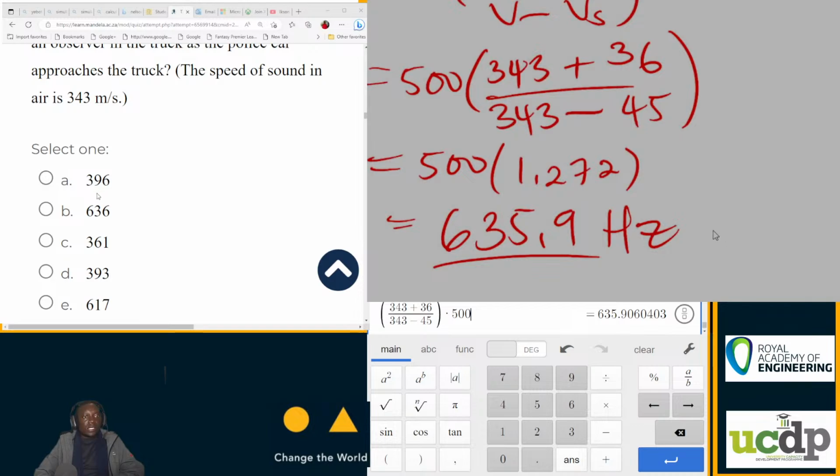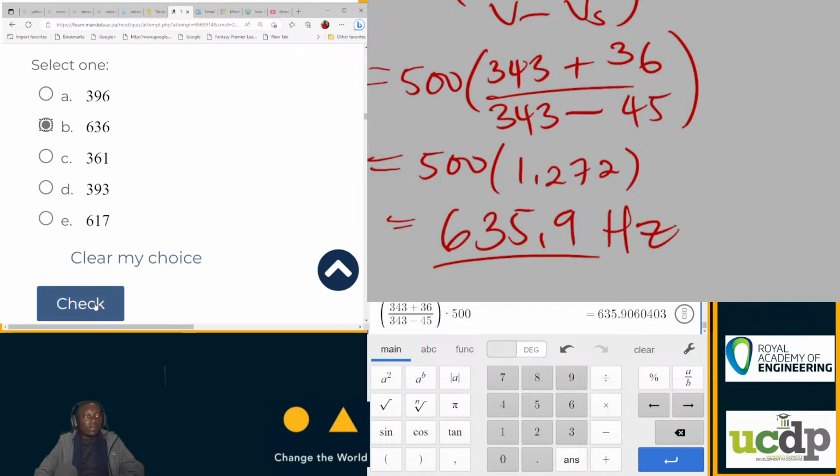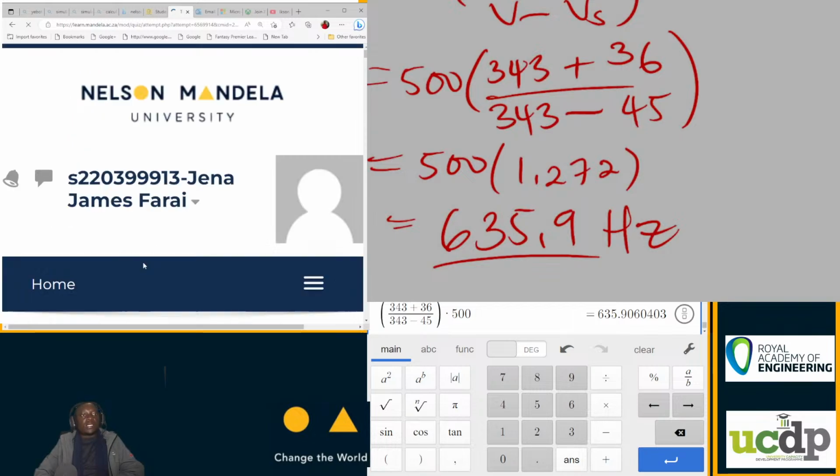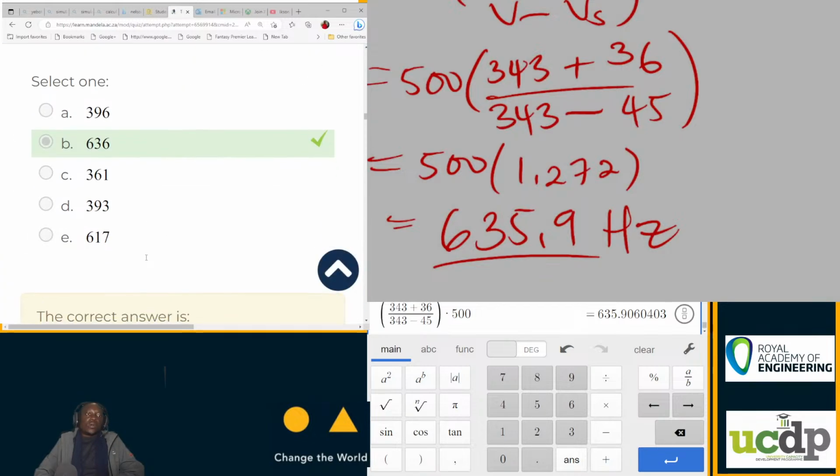So 6.3 is wrong. All these are lower. 6.17 was higher, but the 6.36 is the rounded one, by just putting the answer to 3 significant figures. We get 6.36. So that's it, guys.